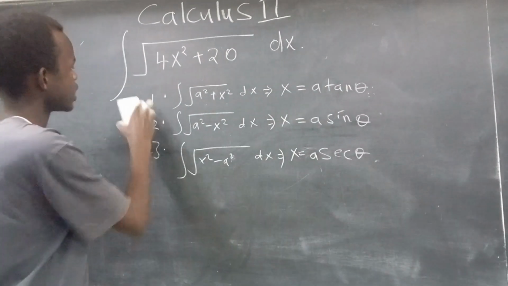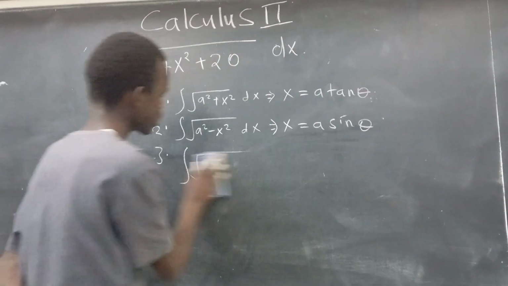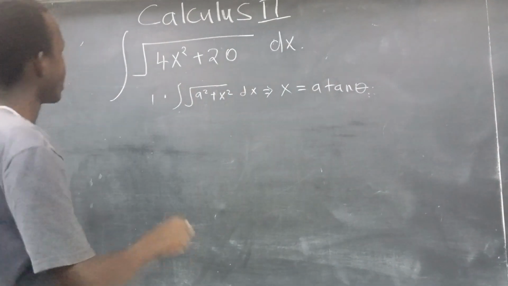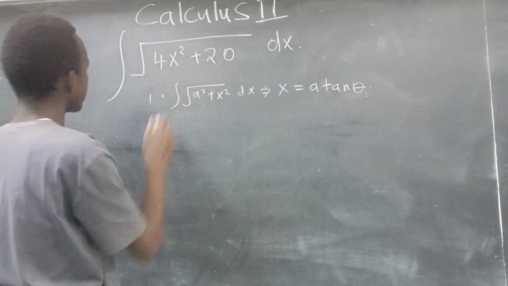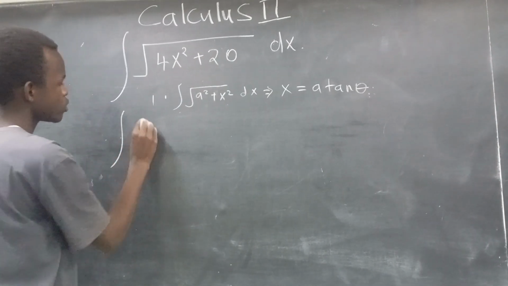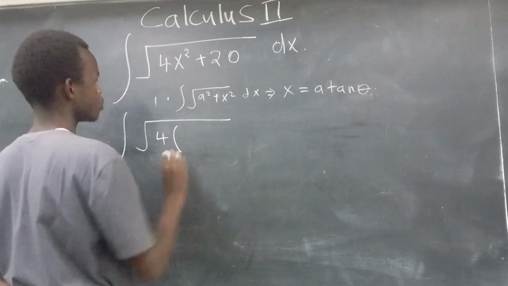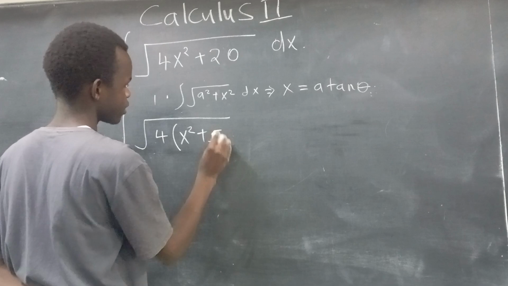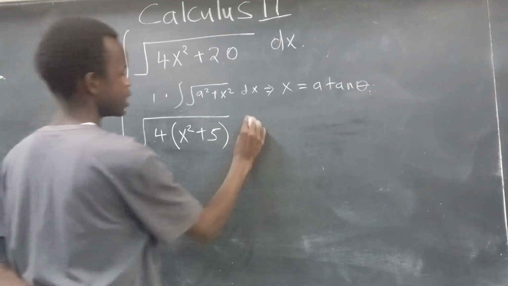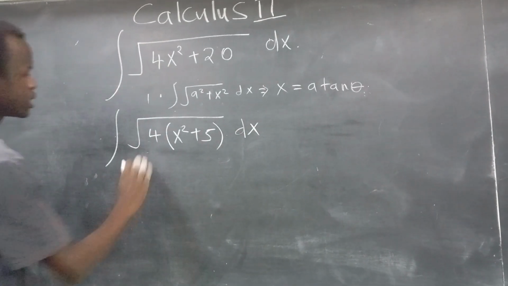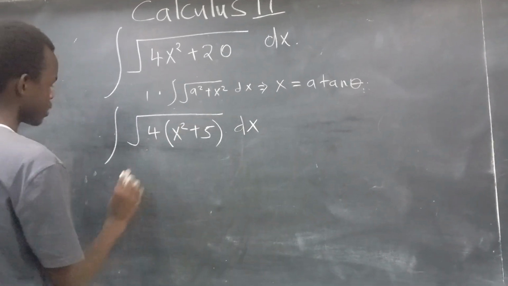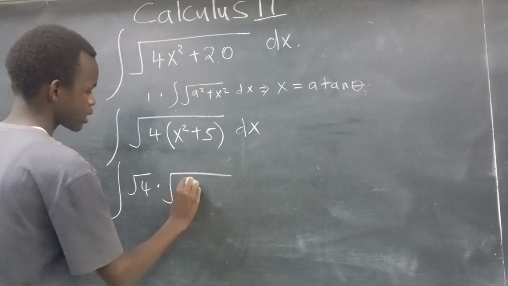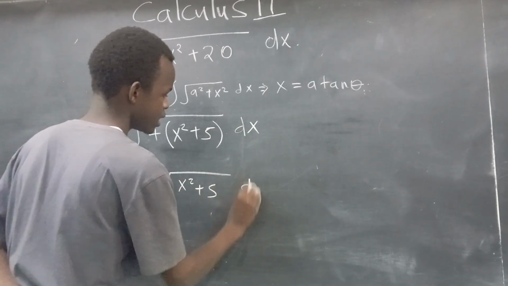So from here, I just use my first expression. But now I'll have to factor my 4. Let me factor my 4 out, so I'll get the integral of the square root of 4 times x squared plus 5, dx. This is the same as the square root of 4 multiplied by the square root of x squared plus 5, dx, right?